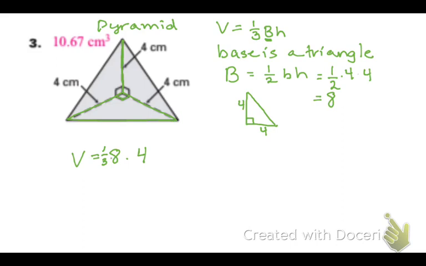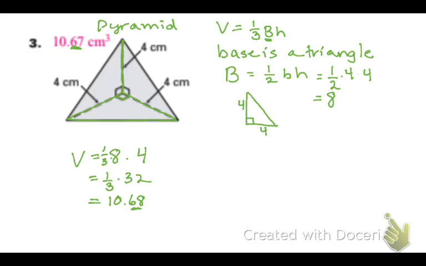So V equals 1/3 BH. We have 1/3 times 32, which is equal to, I got 10.68 because I rounded. And again, that's very similar to the answer that was given, and so that's completely correct.